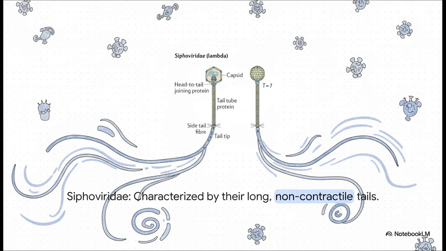Now let's look at a different design, from the Syphoviridae family. They might look similar at first, but check out the tail. It's long, but it's also flexible and crucially it's non-contractile. So instead of that powerful injection, the DNA gets in through a different but just as effective process. This family, which includes the well-studied lambda phage, is actually the most common type of phage you'll find out in the wild.